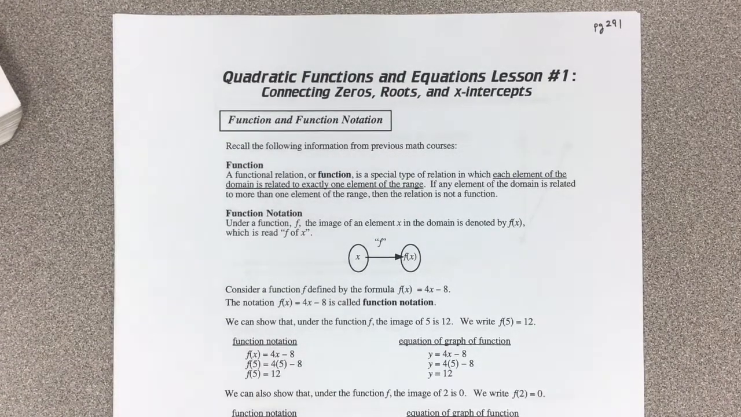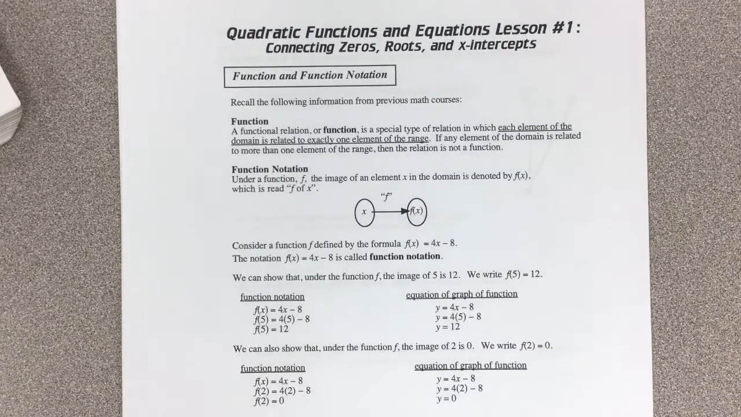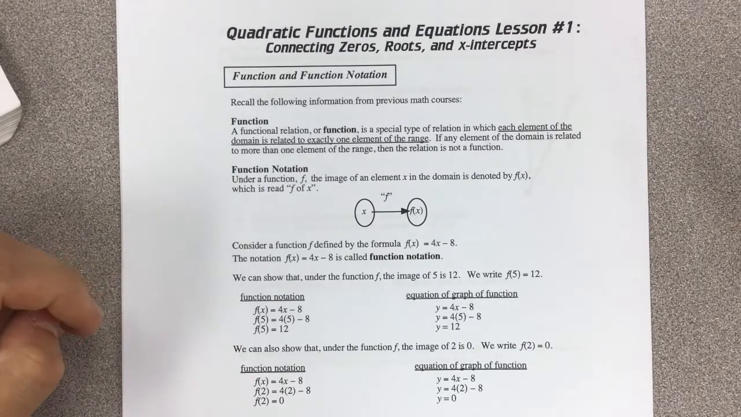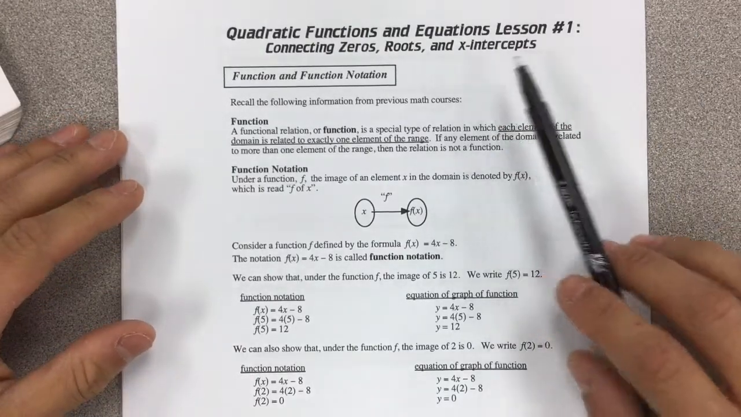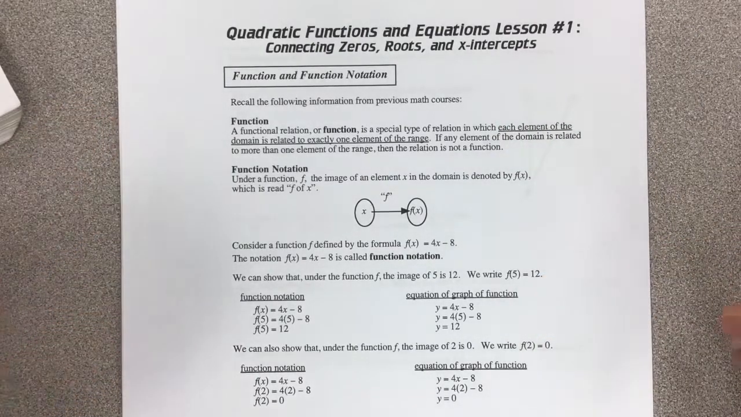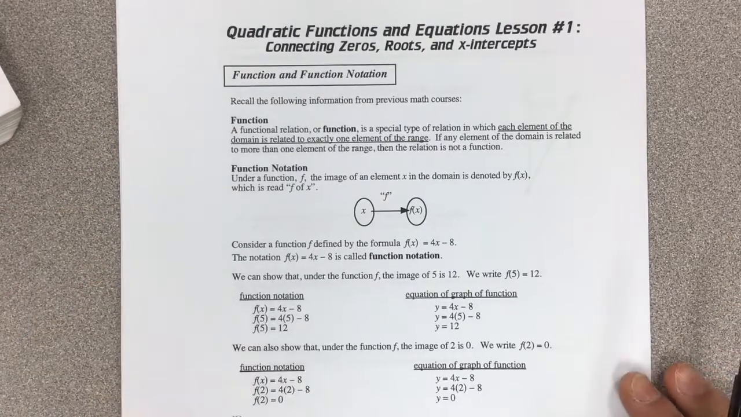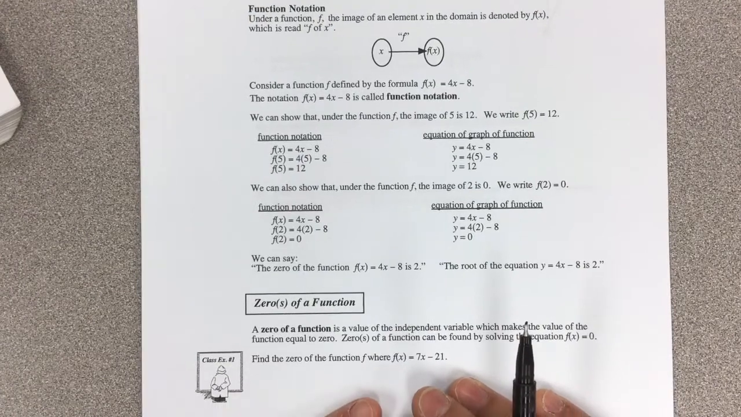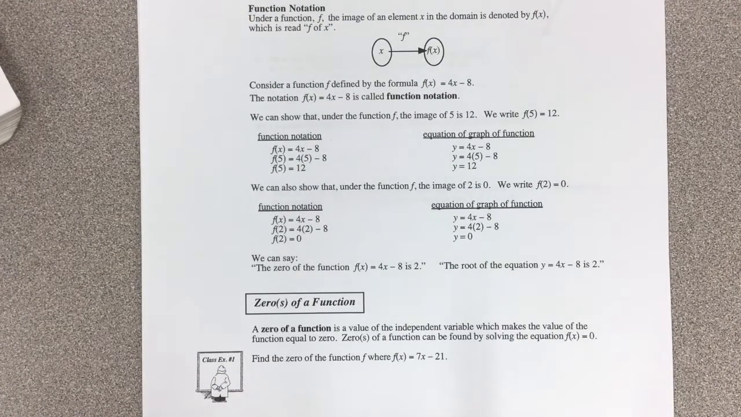Class example number 1, found on page 291 in your book, looks at the quadratic function and equation. In this book, we're going to connect zeros, roots, and x-intercepts and talk about what those are. First, we're going to look at class example number 1, and we'll look at the investigations in a little more detail tomorrow.